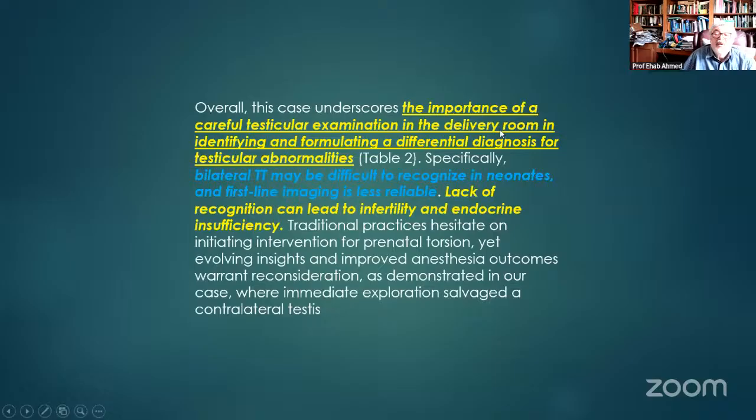Importance of a careful testicular examination in the delivery room in identifying and formulating a differential diagnosis for testicular abnormalities. This is extremely important. You are not looking for a common problem, but if you miss it, it is a catastrophe, especially if it is bilateral, or if one is affected and the other one is silent, the same as we had in this scenario. So, careful testicular examination in the delivery room is extremely important.